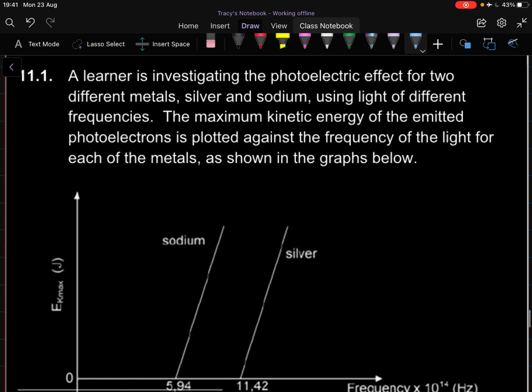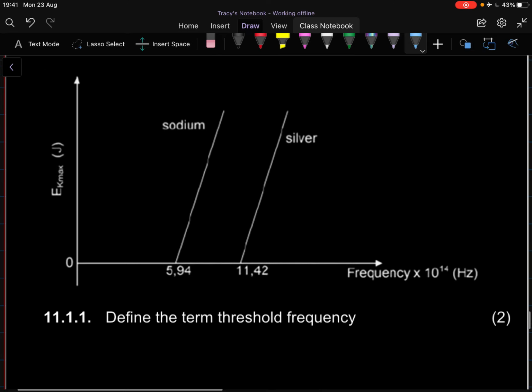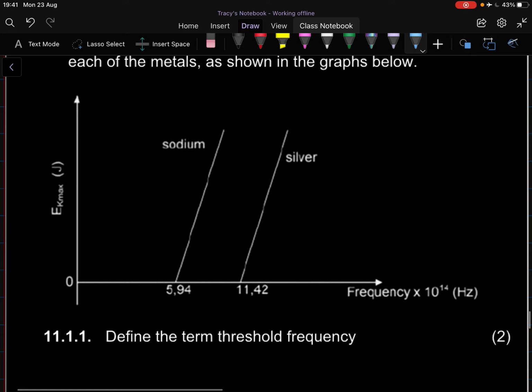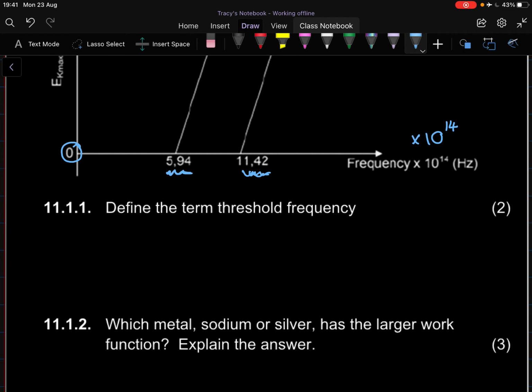So, they tell you a learner is investigating the photoelectric effect for two different metals, silver and sodium, using light of different frequencies. The maximum kinetic energy of the emitted photons is plotted against the frequency of the light for each of the metals as shown. Now, when this kinetic energy is 0, we get a frequency for each of these, and this is times 10 to the 14. This is the threshold frequency for sodium and silver, because the kinetic energy is 0. So the first thing they ask is, what is the threshold frequency?